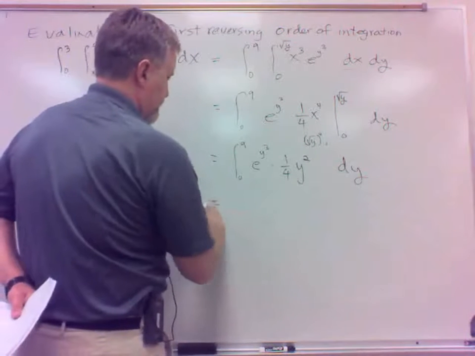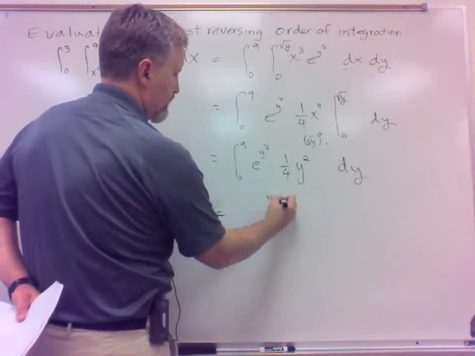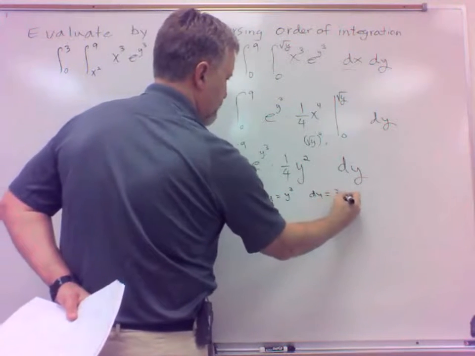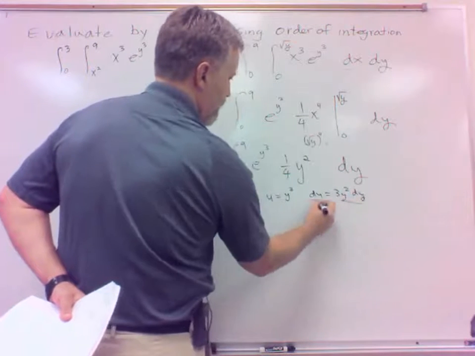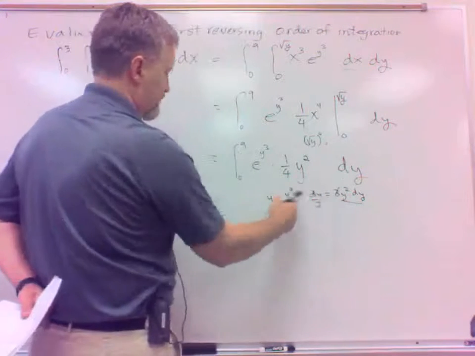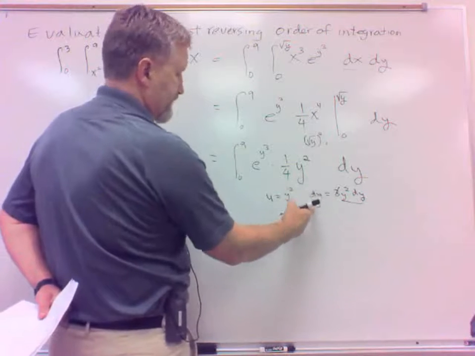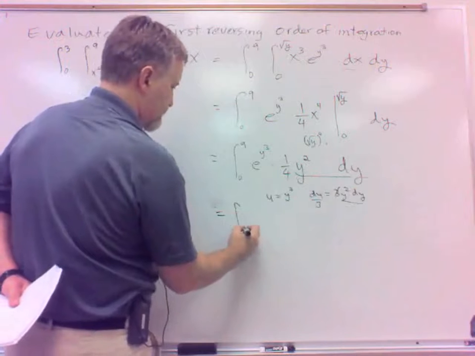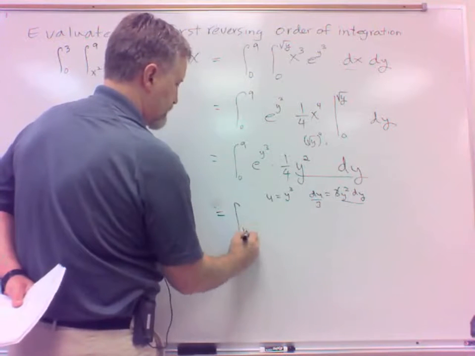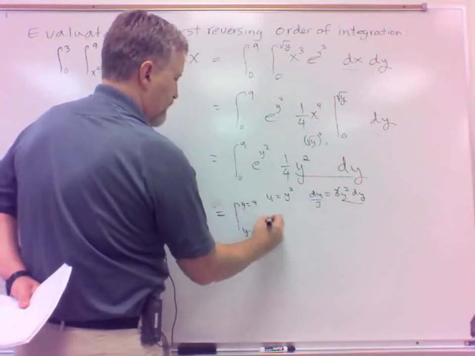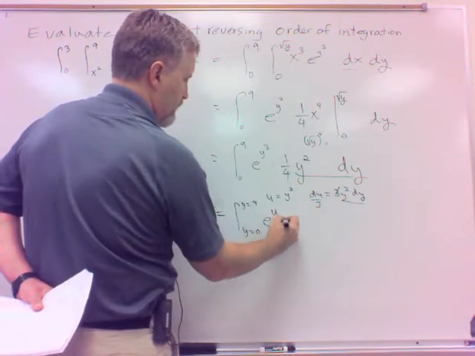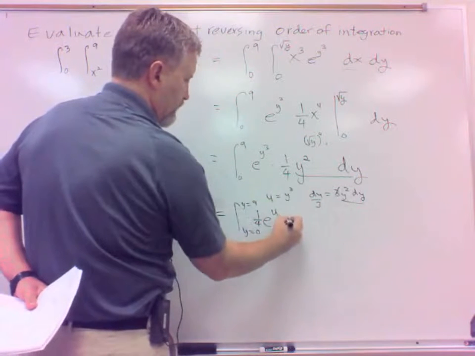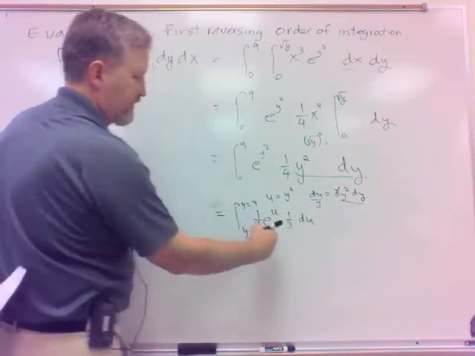And so here's my result. Now I can do my substitution, because if u equals y cubed, du would be 3y squared dy. So I need du over 3 to replace this part. With y from 0 to 9, I've got e to the u, and let's put the 1/4 here, and then y squared dy is replaced by du over 3, or 1/3 du. Yeah, now I can do that.